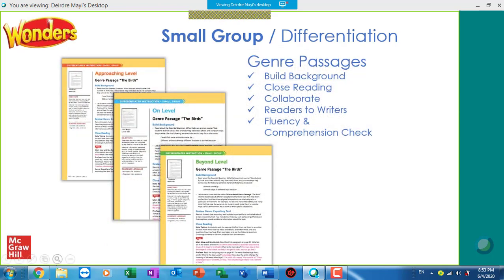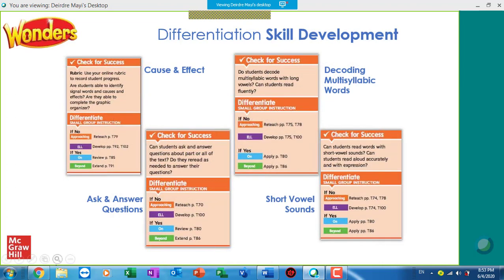Those genre passages that I mentioned previously, you could teach those inside of small group also. And they are differentiated, by the way. So students aren't always reading the genre passage on one level. Now, I talked about skills acquisition as it concerns small group.